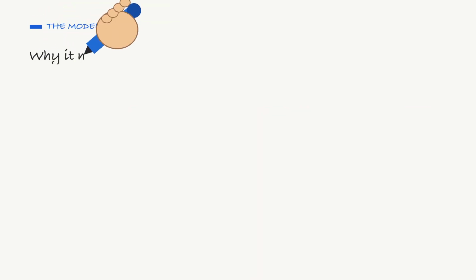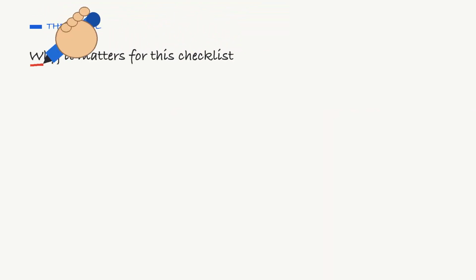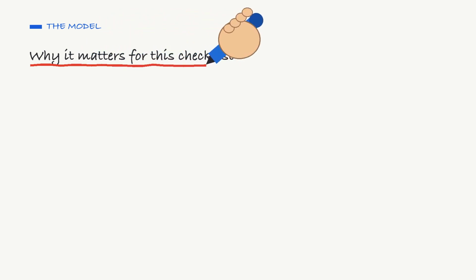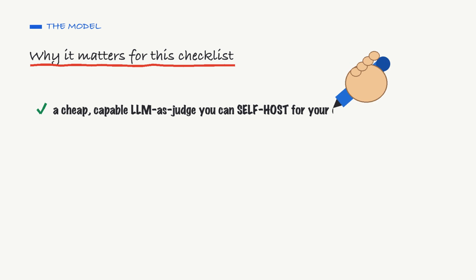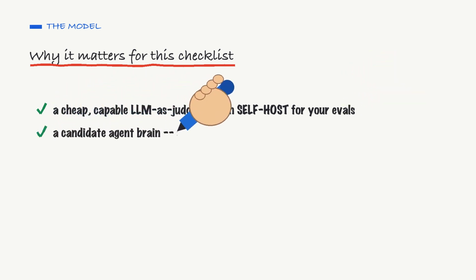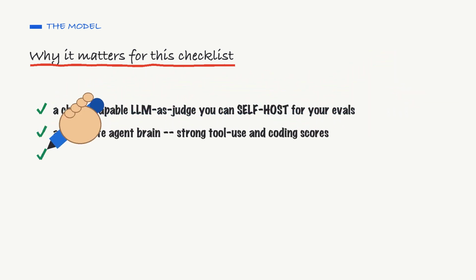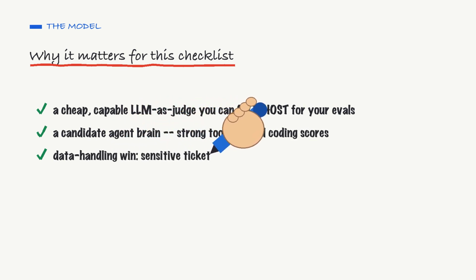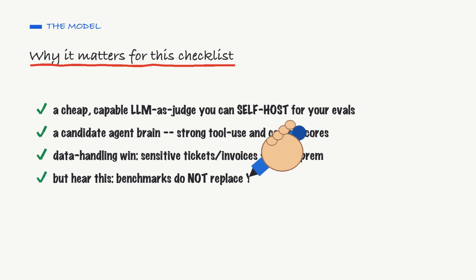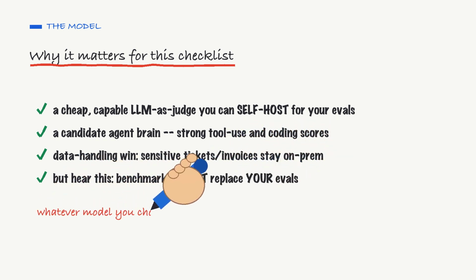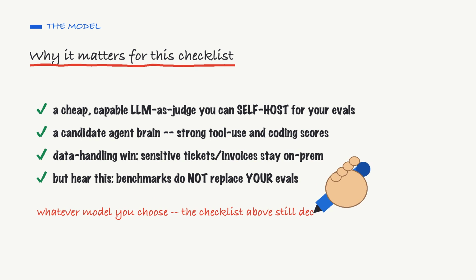So why talk about it in a production checklist video? Three reasons. It's cheap enough to self-host as your LLM-as-judge, the eval strategy we just built. Its strong coding and tool use scores make it a real candidate agent brain. And for data handling, sensitive tickets and invoices can stay entirely on-prem. But hear this clearly. Benchmark scores never replace your own evals. Whatever model you choose, the checklist still decides.